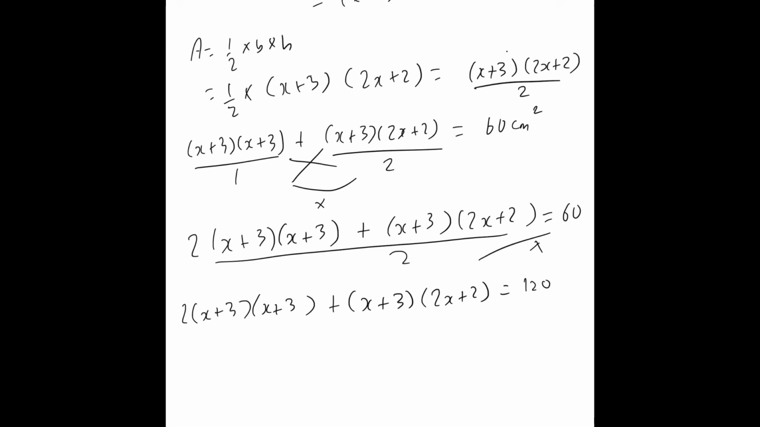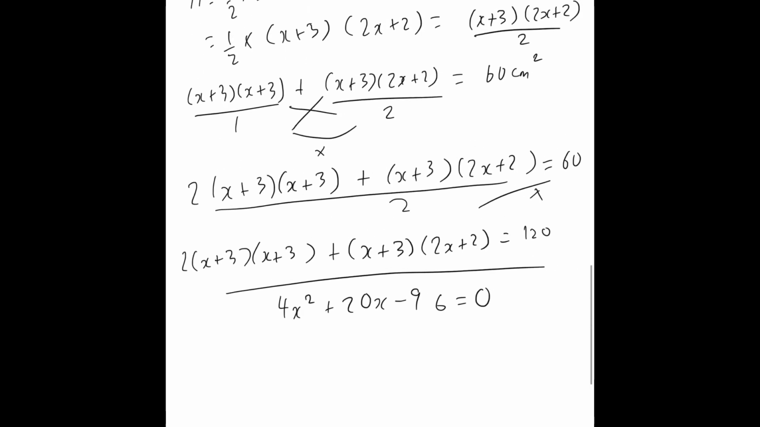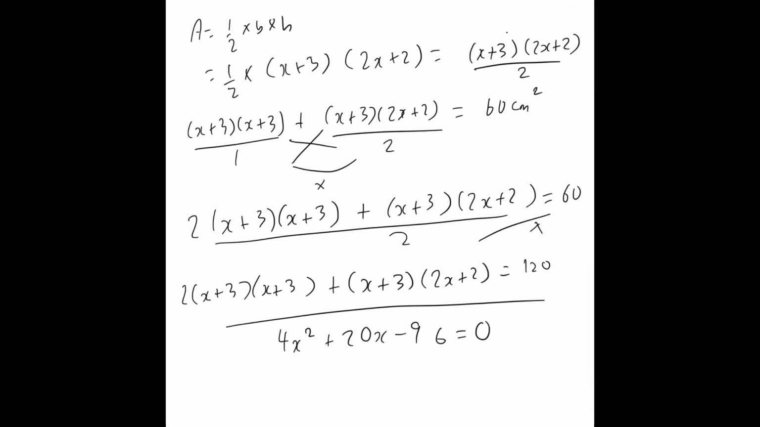Once you open up the brackets and scale it up together, you should be getting an equation of 4x squared plus 20x minus 96 is equal to 0. Now what you can do is put this in your calculator. I'll put the calculator video description at the end of this video, so you can click on it to see how to factorize quadratics using your calculator.